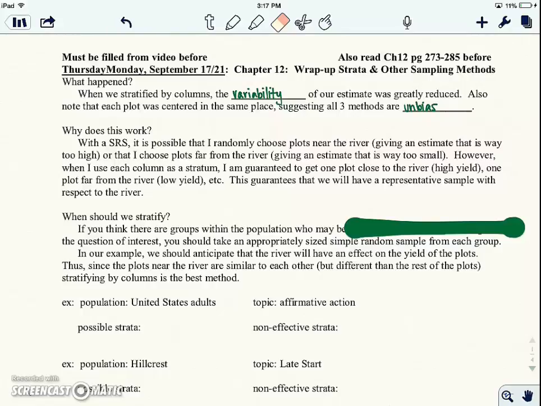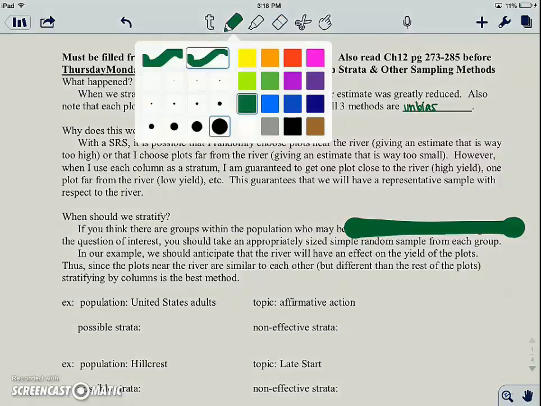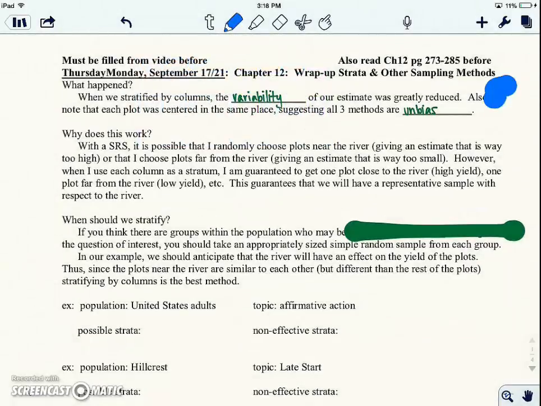Also, note that each plot was centered in the same place, suggesting that all three methods are unbiased. So the simple random sample, the vertical stratifying, and the horizontal stratifying all had centers anywhere between 4,000 and 6,000, or high 4,000s, mid 5,000s. They all centered around the true value, so it was unbiased.